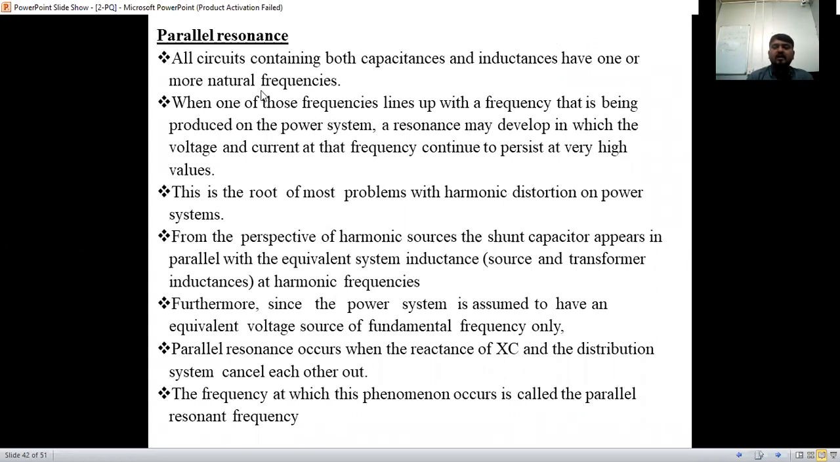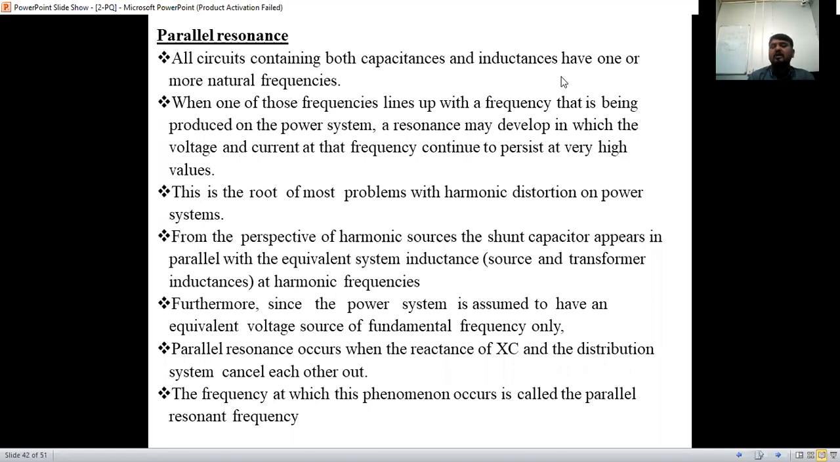All circuits containing both capacitance and inductances have one or more natural frequencies. So our power system is there. Normally we use it in our houses and everywhere. We are doing a tapping over there, so parallel loads we can consider. In your house, one room has a parallel connection and another room has another parallel connection. The source is only one, so we are going to take the parallel branches and consider that.